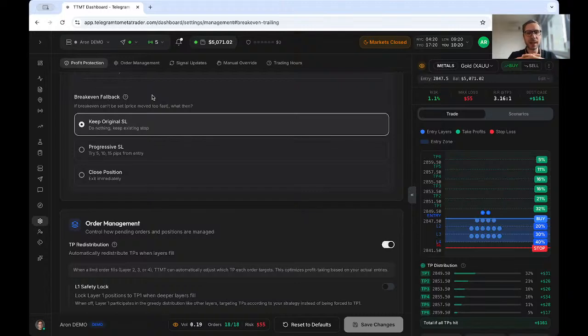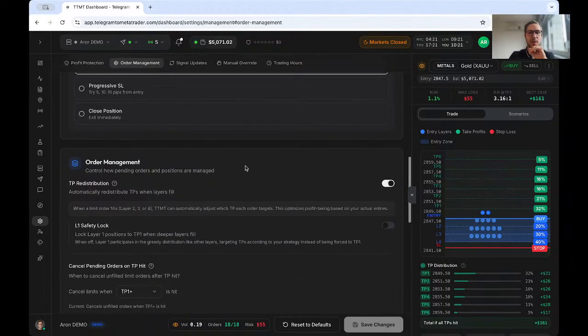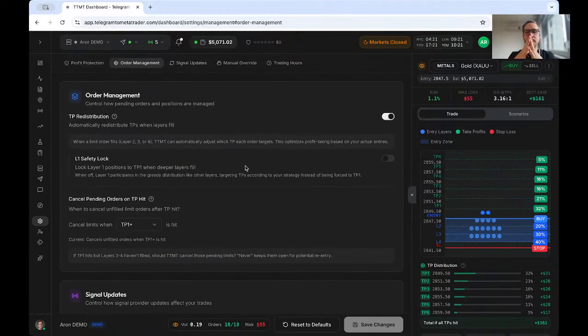On many occasions, break even can't be set, because when the signal channel sends you a message to set break even, price is so volatile and moving so fast that it's already below your entries. What to do in this occasion? You either keep your original stop loss, or you tell the system to adjust the stop loss progressively: okay, we cannot place the stop loss slightly above entries, now try a little bit further down, even further, and it tries to move the stop loss progressively until it finds a spot where it can place it. The trade's going to be a loser, but it's not going to be a big loser. Or you can tell the system to close the position immediately if price is already below entries when the break-even signal arrived.